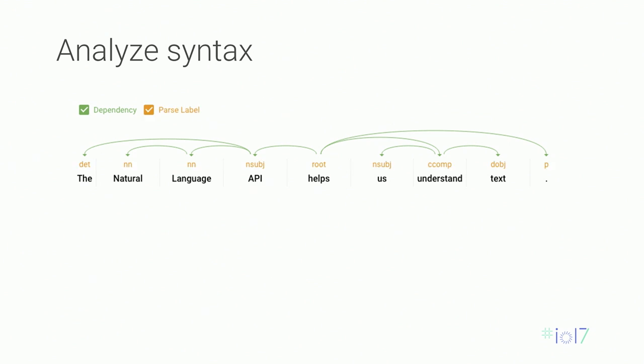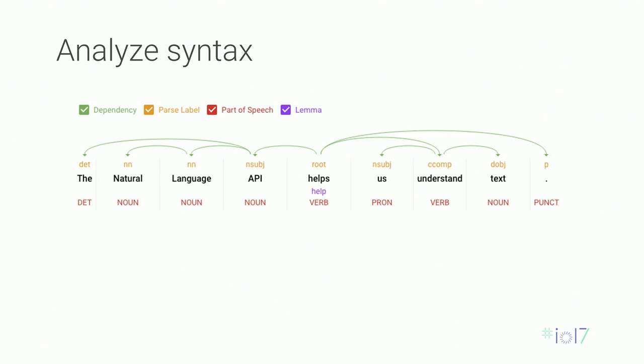Then we get the parse label, which will tell us what is the role of each word in the sentence. So helps is the root verb in this case. API and us are nominal subjects. And then we get the part of speech, which will tell us is this a noun, a verb, or an adjective. And we get the lemma.